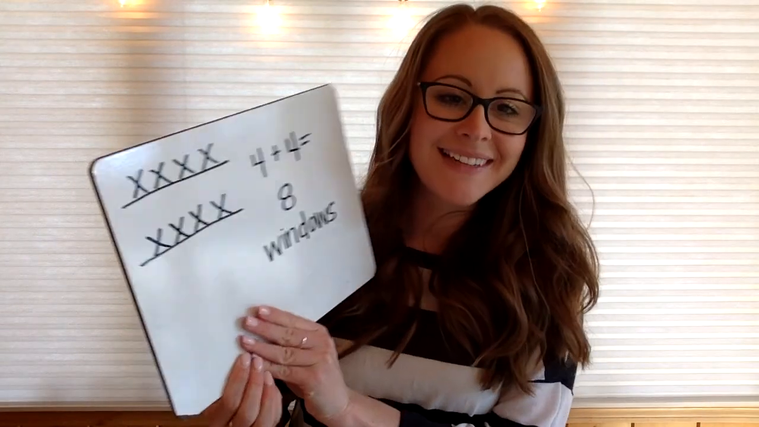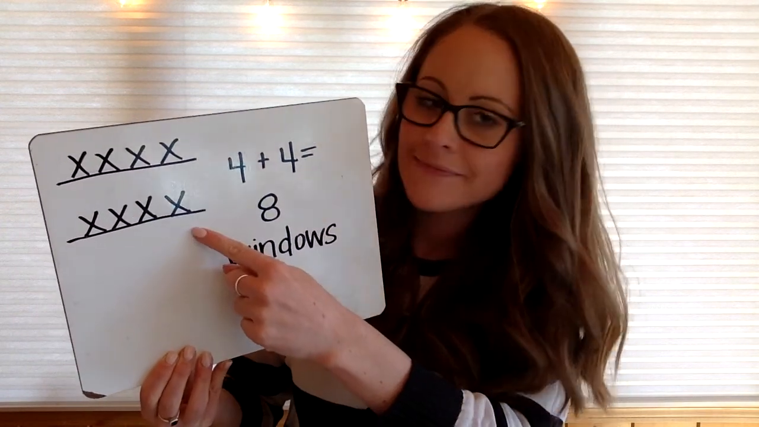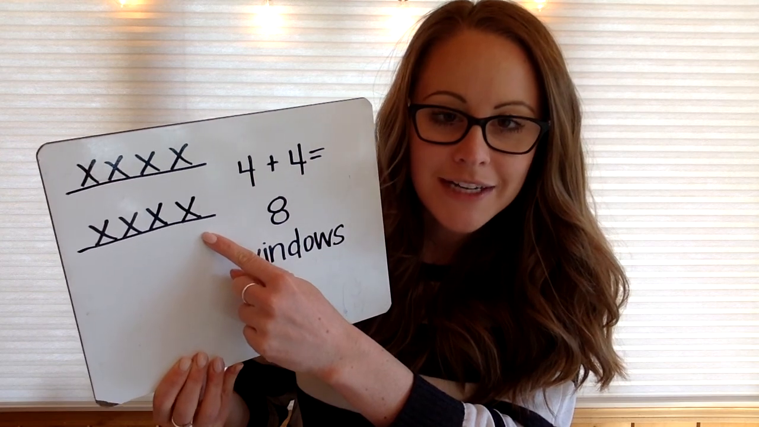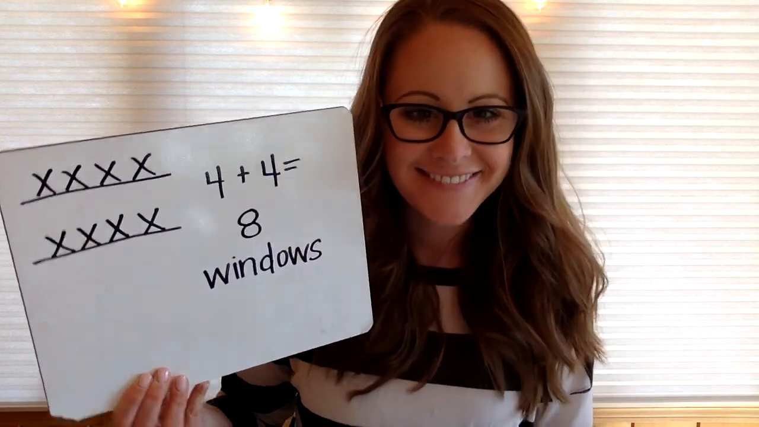Okay, I'm done with mine. I'll show you in just a second. Here it is. So, as you can see, I have my 2 floors, and there's 4 windows on each floor. So 4 plus 4 is 8 windows. Nice work. All right, we're done with this page.